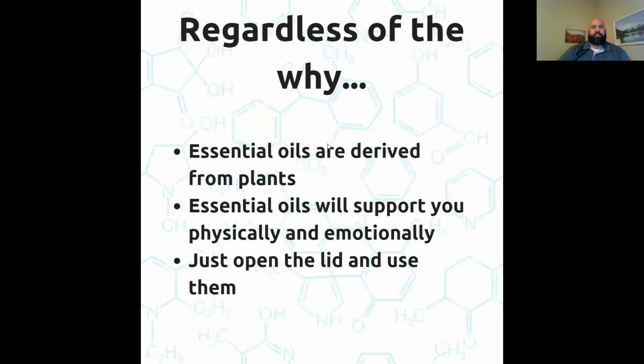Sesquiterpenes. So yes, regardless of the why, we can talk about science all day, but regardless of that, the oils are derived from plants, and they'll support your body physically and emotionally for pretty much anything you want. We just have to open lids and use them. And even someone who wants to know the science, hopefully this gives them enough information to understand why they would want to use them. Then hopefully we can get them to use them, know the best way to use them, and get that belief in essential oils.